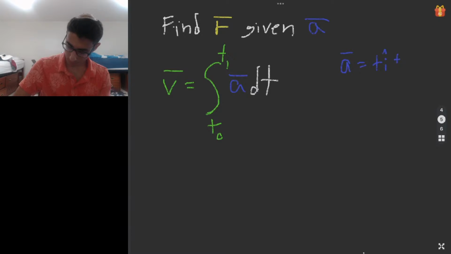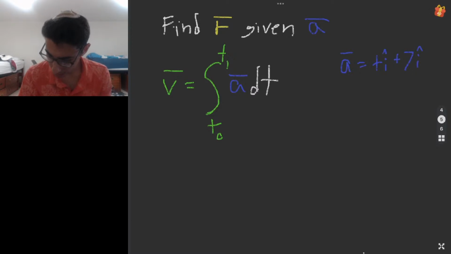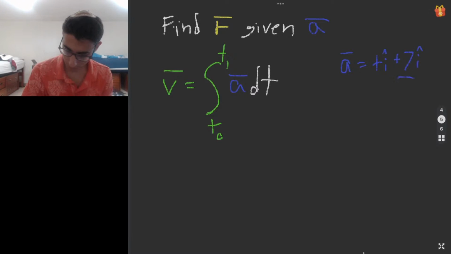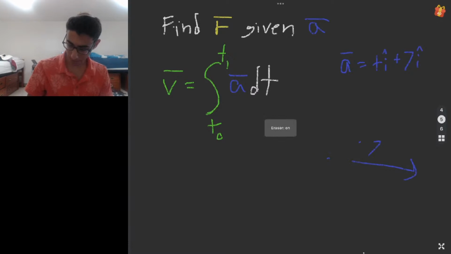So a equals t i hat plus 7 i hat. Yeah, that would be like a constant essentially. So this 7 is playing the role of our constant. We're just adding a constant vector along the x-axis with a magnitude of 7, is essentially what 7 i hat means. I'm getting a pretty good intuition of vectors. That's pretty cool. Okay, so now that's our acceleration.